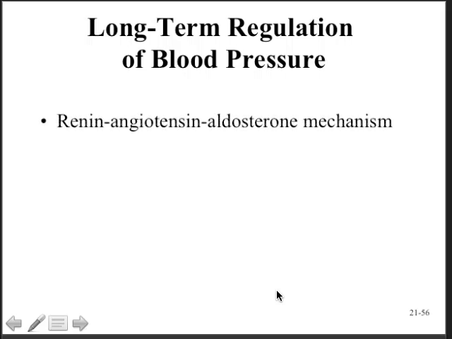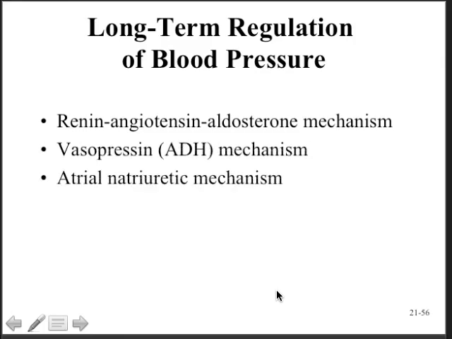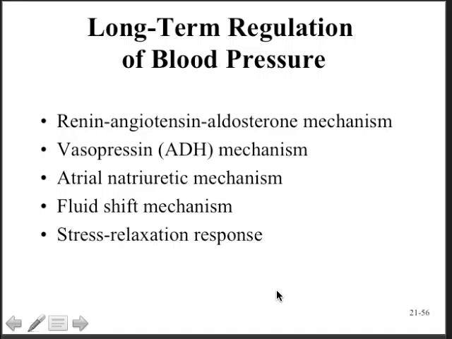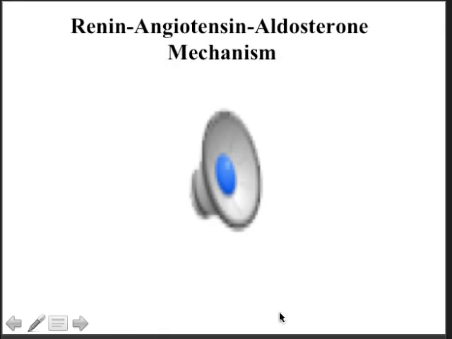If we look at long-term regulation of blood pressure, we have to take into account the endocrine system and the urinary system, in addition to, of course, the cardiovascular system. The renin-angiotensin-aldosterone mechanism and the vasopressin mechanism, as well as ANP, are important players in regulating blood pressure. There's also a fluid shift mechanism and a stress relaxation response that we're going to address. So take a listen to the renin-angiotensin-aldosterone mechanism.